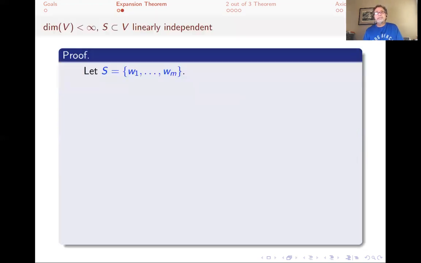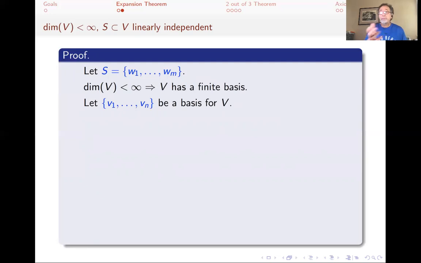So we have a vector space of finite dimension, and we have a linearly independent set called S. Let's say that its elements are W1 through Wm, and we want to see what we should add to that. Now, we know that V is finite dimensional. Then you know that the space already has a finite basis. Maybe the set V1 through Vn includes some of the W's, but in any case, there's a basis for V, maybe with n elements.